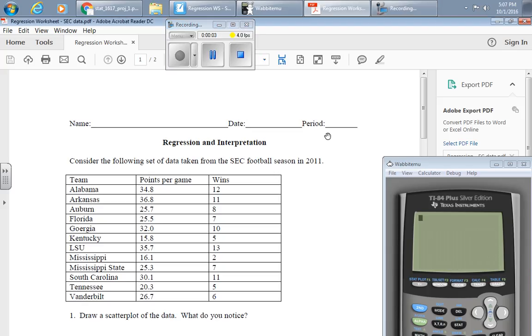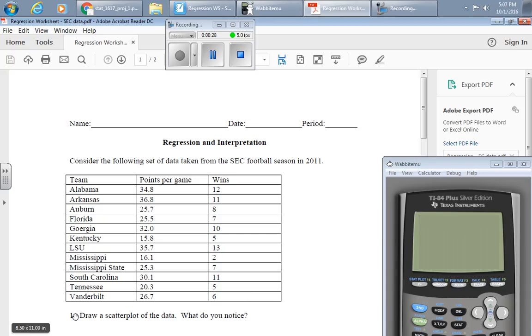So I'd like to look at a regression analysis and figure out the different parts of the regression equation and the correlation and make a residual plot and do some things with it. So I have some data from the 2011 football season. This is the SEC conference in 2011, the schools, the number of points they averaged per game, and the number of wins they had per game.